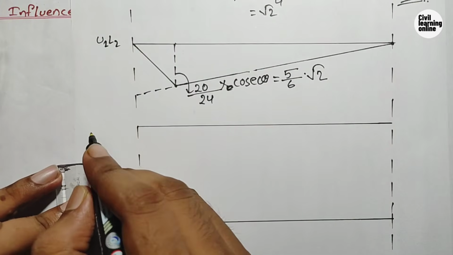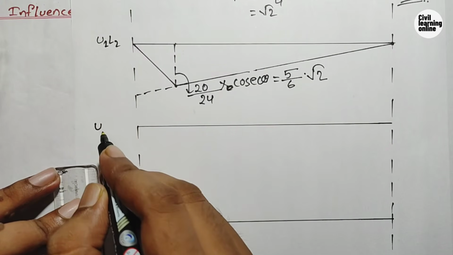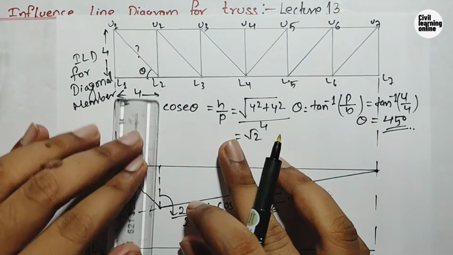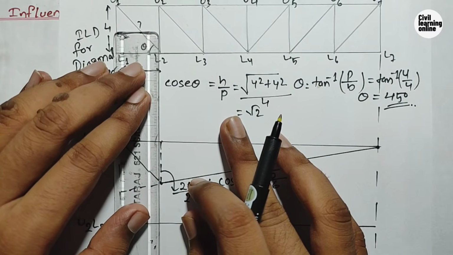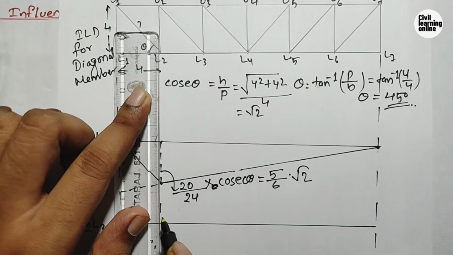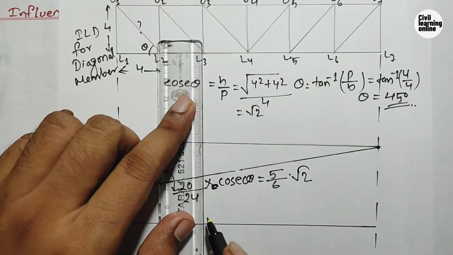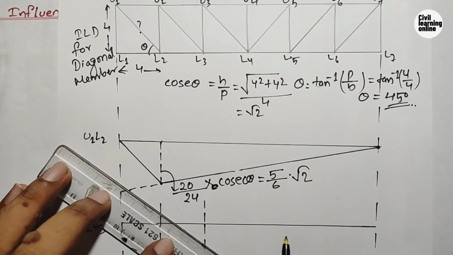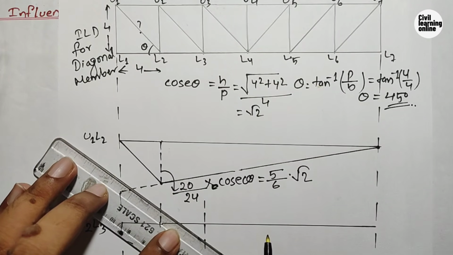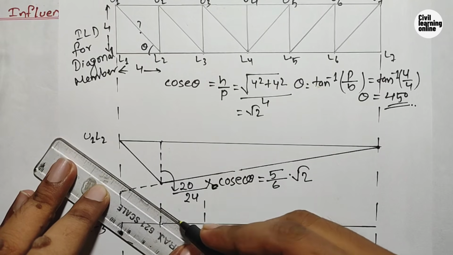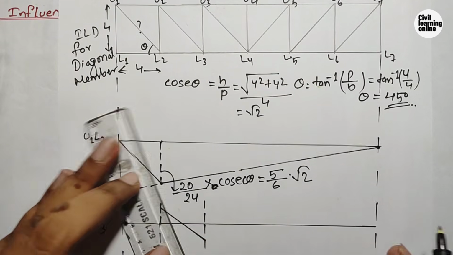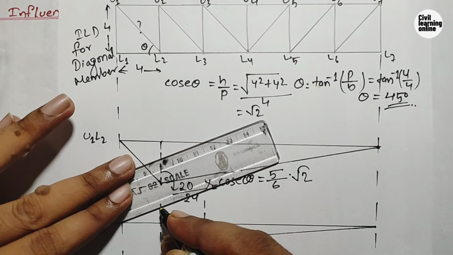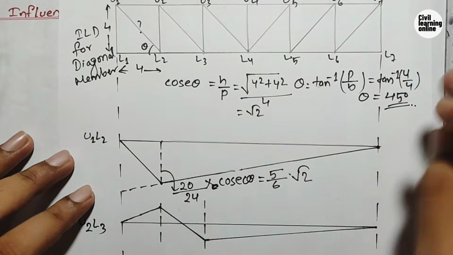Similarly, if we draw the influence line diagram for the diagonal member U2 L3, while drawing it, its value will change from compressive to tensile. In vertical member, tensile to compressive. In diagonal member, compressive to tensile. It means we need to draw the influence line diagram in this manner from upper portion to lower portion. Now join this. And now after joining, calculate the value.